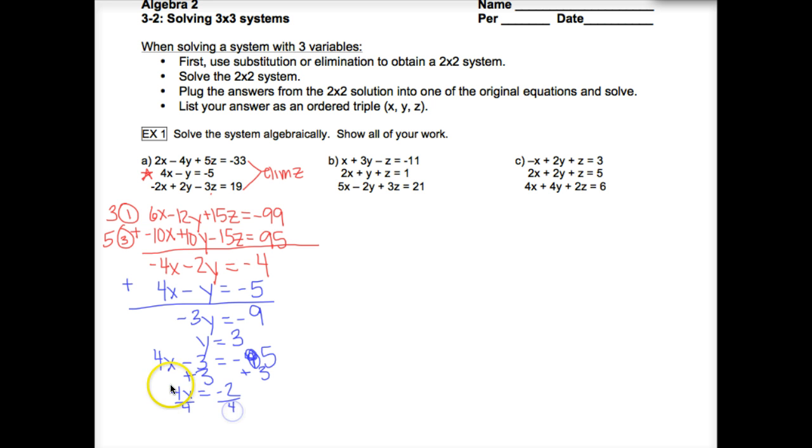That's okay. So I definitely write out this next step so I can see my fraction. Negative 2/4 reduces, so that's negative 1/2. So x is negative 1/2. I have reached the end of step 2. I've solved the 2 by 2 system.